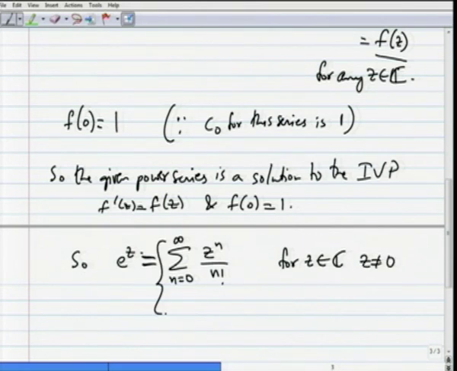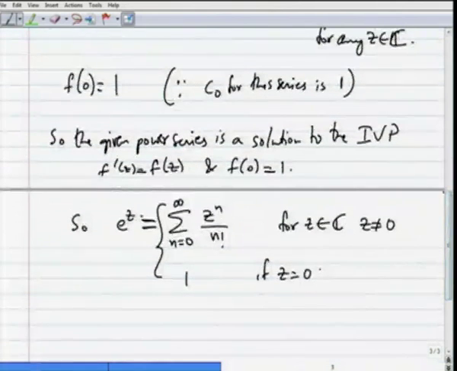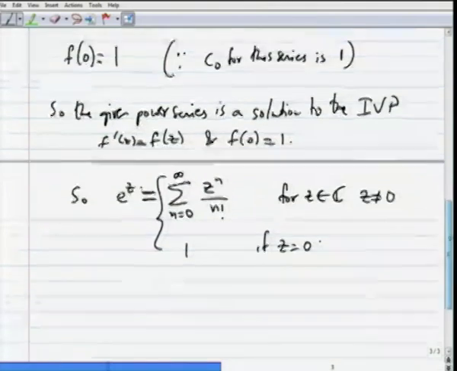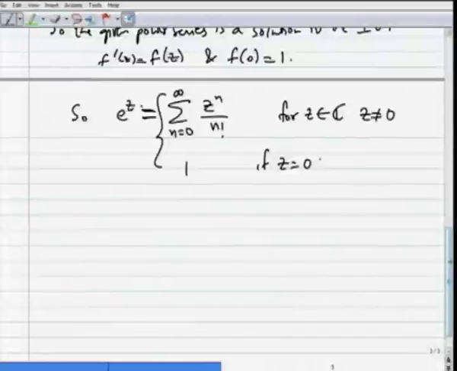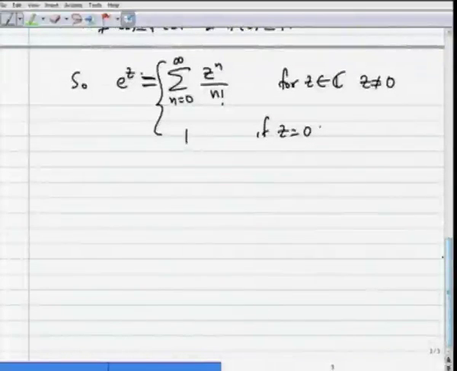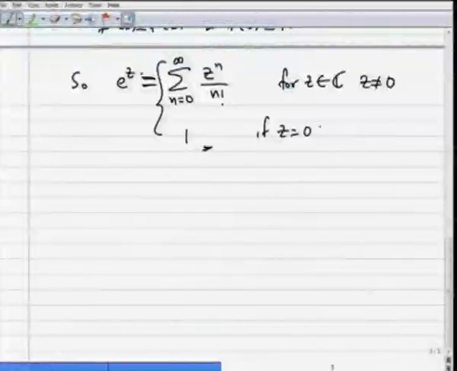So I will split this; it is equal to 1 if z is equal to 0. That is the power series expansion of e power z, and it is valid all throughout the complex plane. All right. So we see that e power z has a power series expansion for any complex number, modulo this small change at z equals 0.